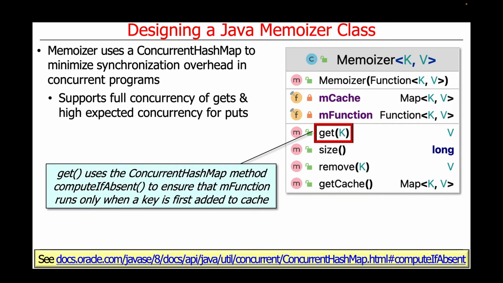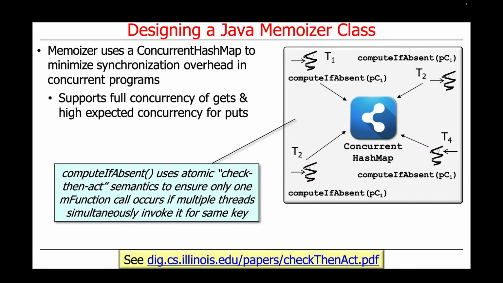Internally, the get method of Memoizer uses the ConcurrentHashMap method computeIfAbsent to ensure that the mFunction is called only once when a key is first added to the cache. In turn, the ConcurrentHashMap computeIfAbsent method uses atomic check-then-act semantics to ensure that only one mFunction call occurs if multiple threads simultaneously invoke it for the same key at the same time.